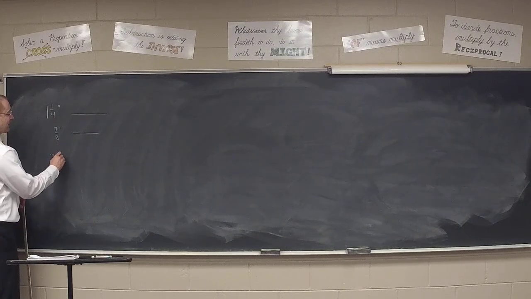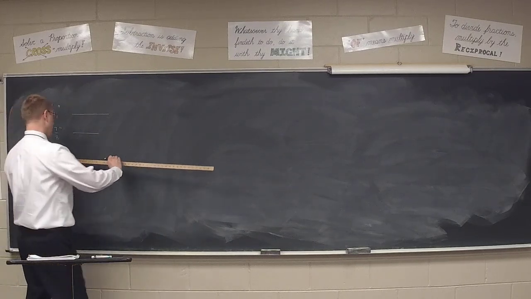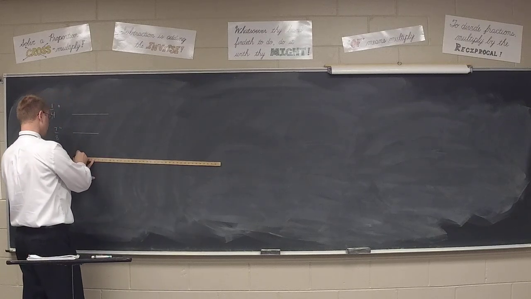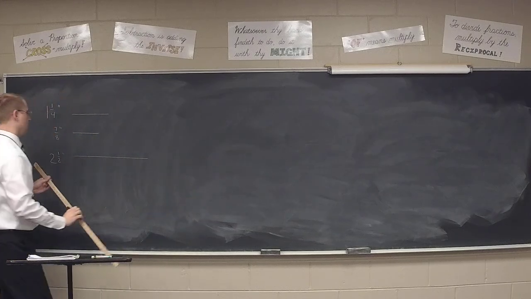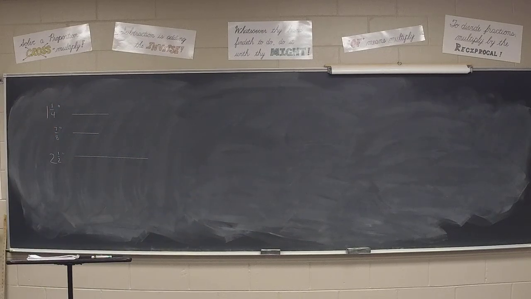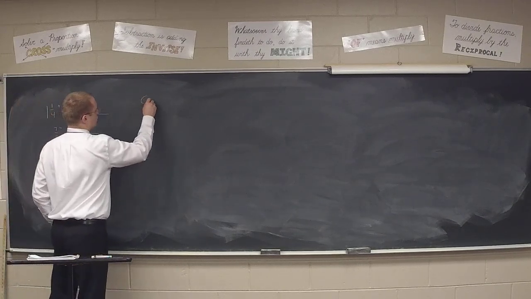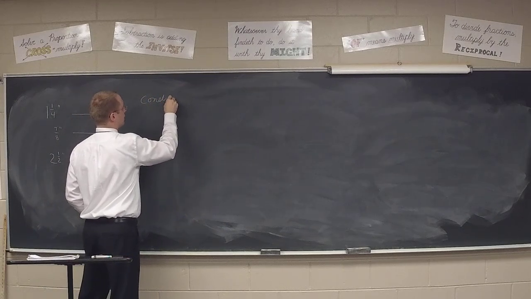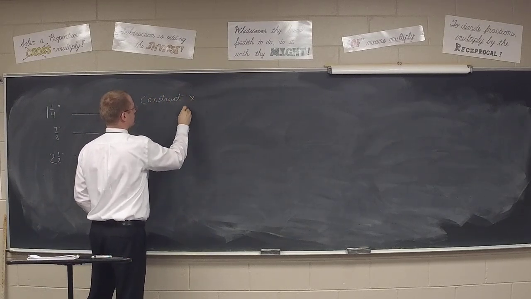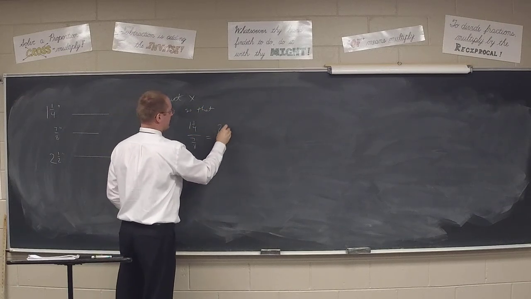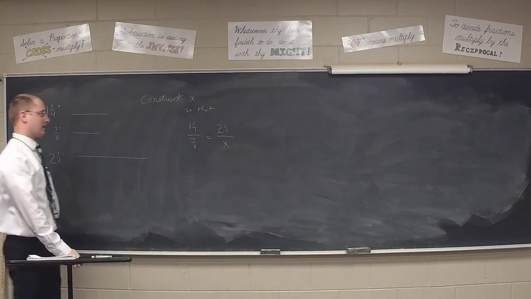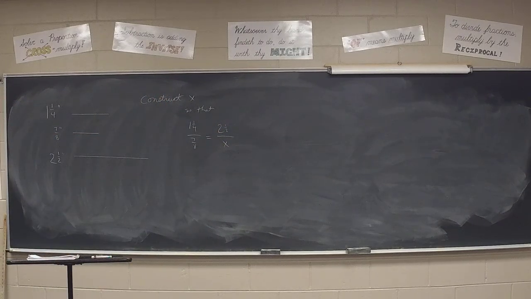And then let's go with a slightly easier one. Let's go with 2 1/2 inches for our next line. And we want to construct x so that 1 1/4 is to 7/8 as 2 1/2 is to x. So we're constructing a fourth proportion.